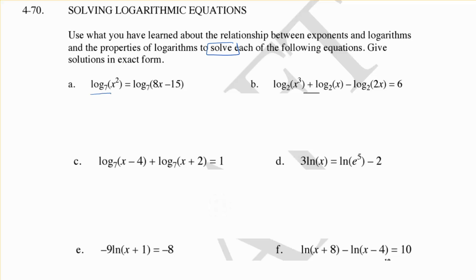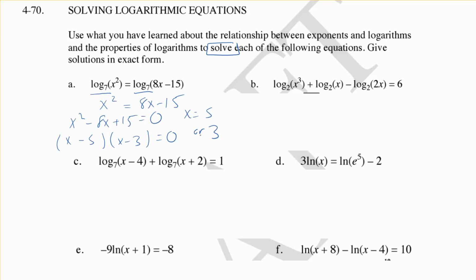If we have log base 7 and log base 7, we could just set these equal to each other. Subtract them over, get it equal to 0. Factor: x minus 5, x minus 3. So x equals 5 or 3. Looks good to me. Let's try the next one.